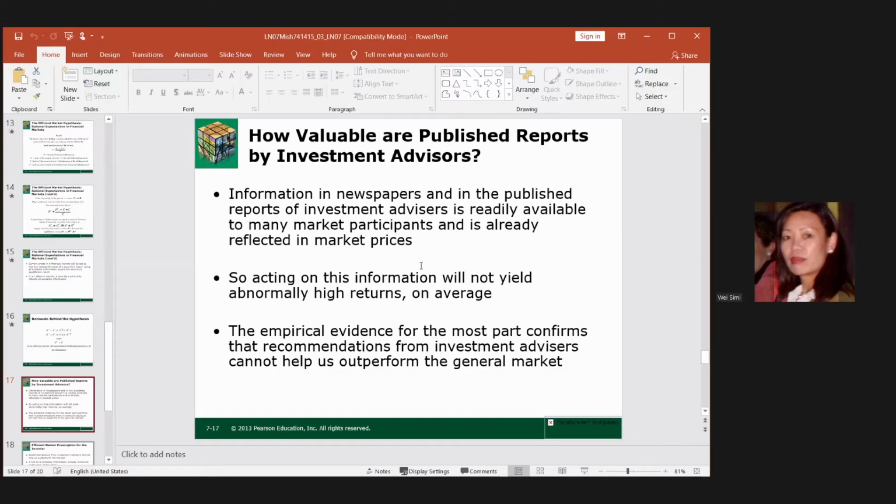Sometimes the stock market is forward looking, and they're already pricing in a lot, like right now. If it's this $1.9 trillion, they priced that in a long time ago, but right now they're trying to trade on the next one. They're always pricing the future. So acting on this information will not yield abnormally high returns.